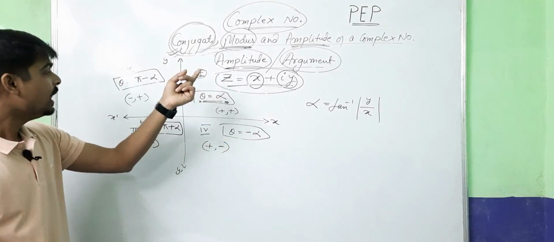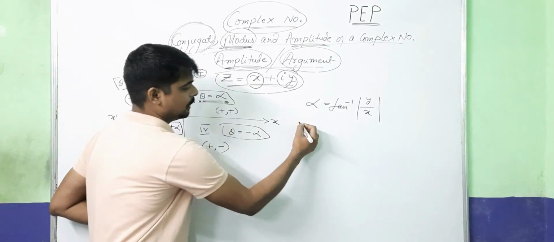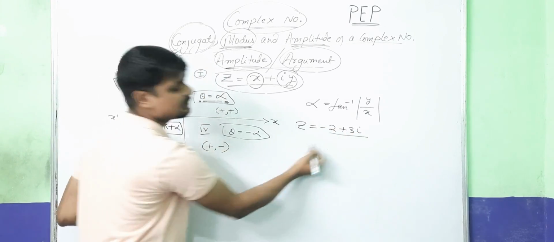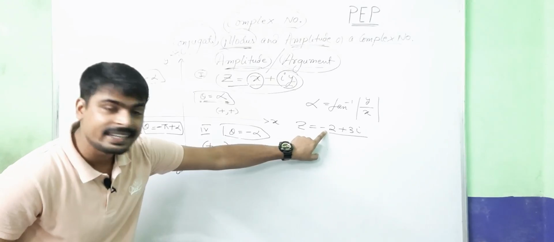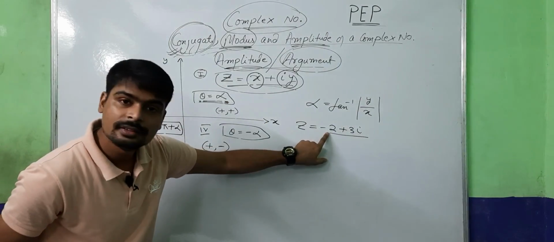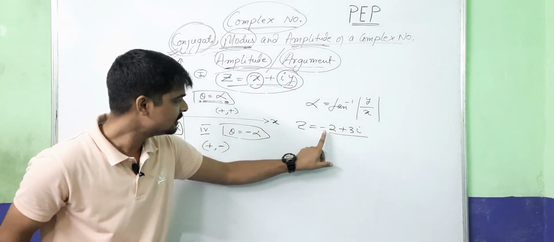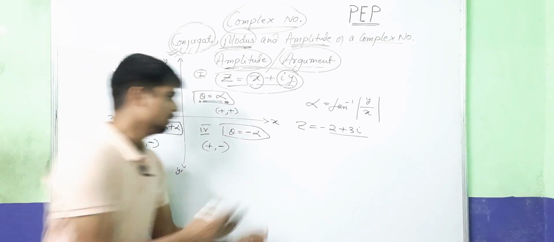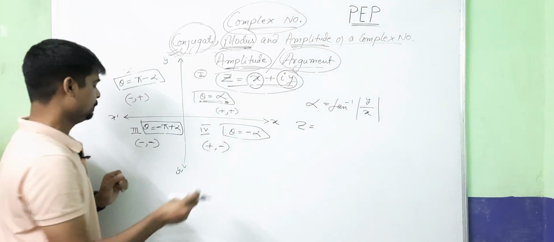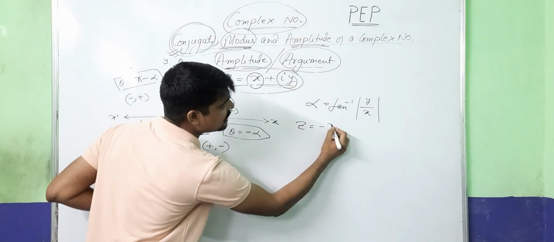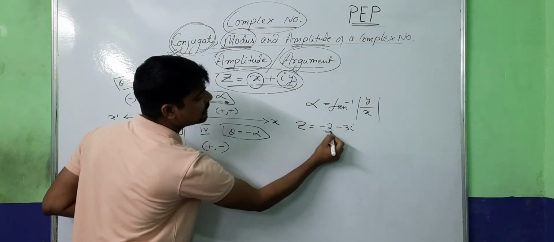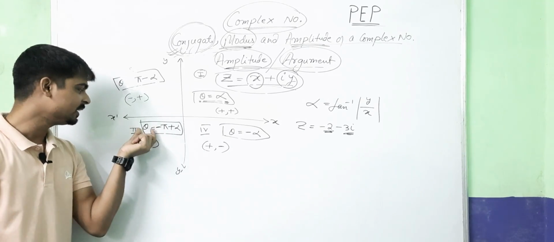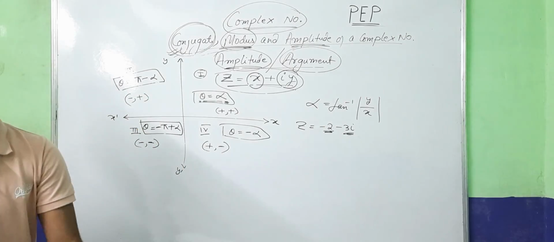If x is negative, take an example, minus 2 plus 3i. Here x is negative and y is positive. You take the second quadrant. Let's take another example: minus 2 minus 3i. Here x is also negative and y is also negative. You take the third quadrant and you take theta is equal to minus pi plus alpha.